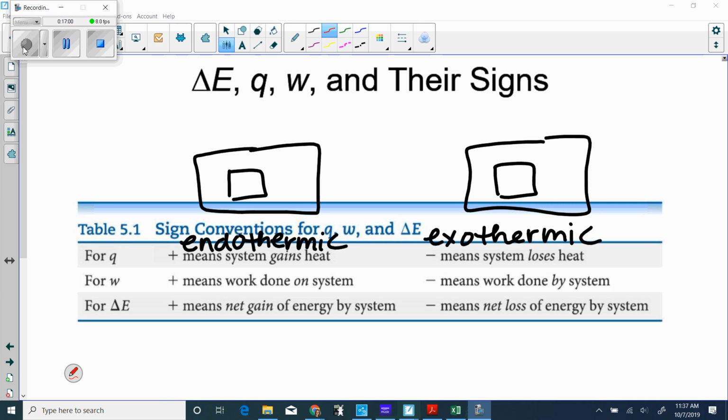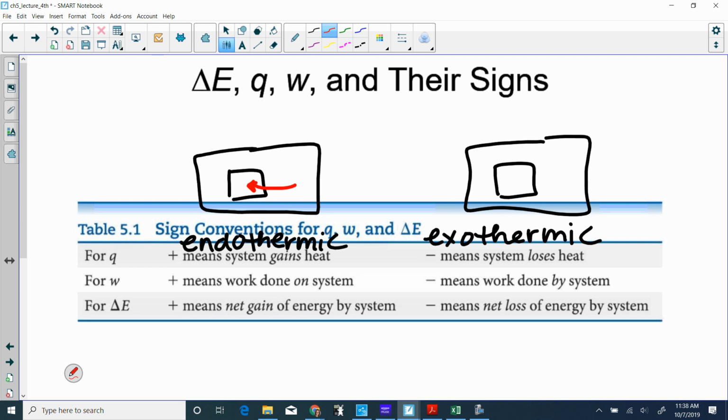If the system gains heat, it's going to be positive, but it has to get it from somewhere. It's not magic. That energy had to come from somewhere. So what we feel is the surroundings, we are the surroundings, is going to lose heat to go into the system. Losing heat to us feels cold, but it's because those molecules have lost kinetic energy. They're going to move slower, so then their temperature goes down.